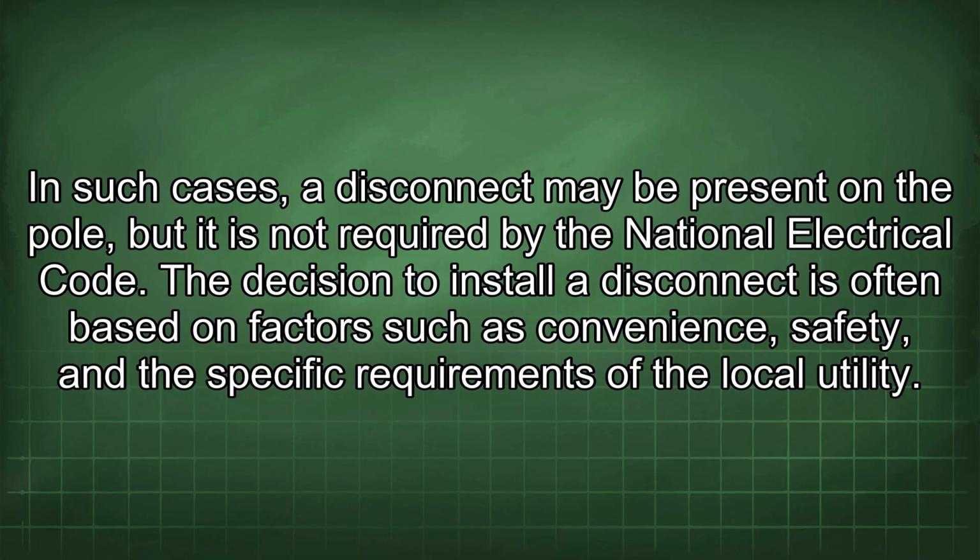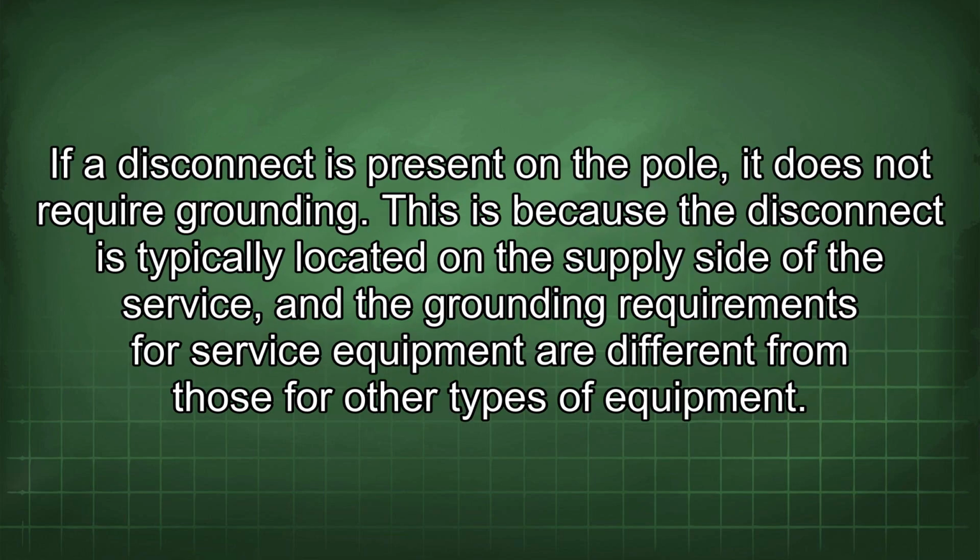In such cases, a disconnect may be present on the pole, but it is not required by the National Electrical Code. The decision to install a disconnect is often based on factors such as convenience, safety, and the specific requirements of the local utility. If a disconnect is present on the pole, it does not require grounding. This is because the disconnect is typically located on the supply side of the service, and the grounding requirements for service equipment are different from those for other types of equipment.